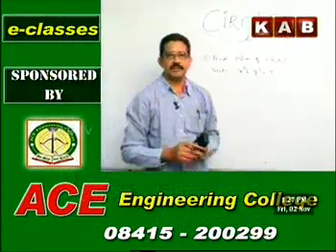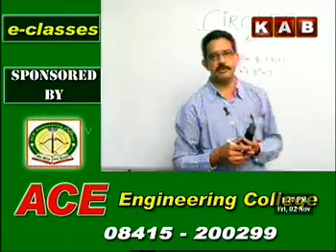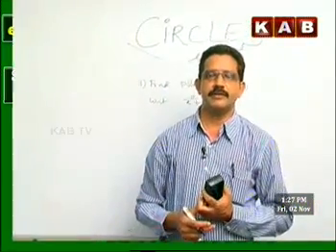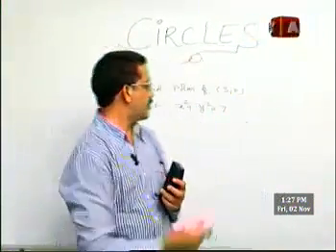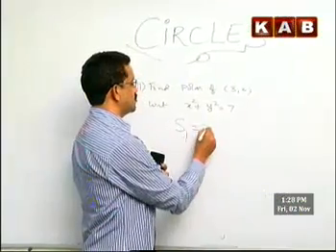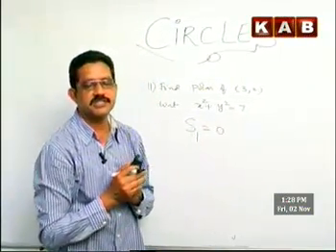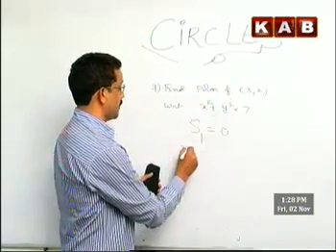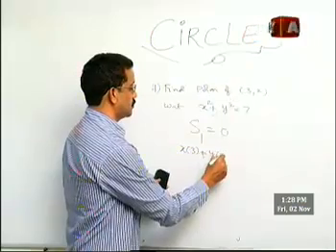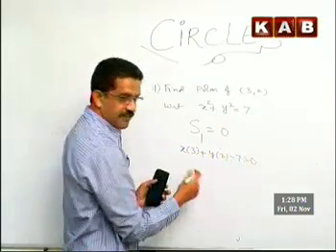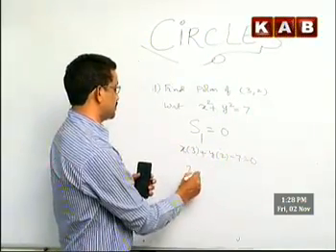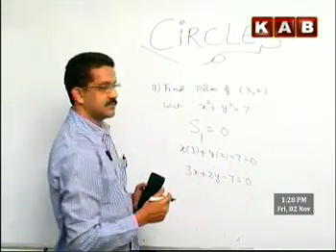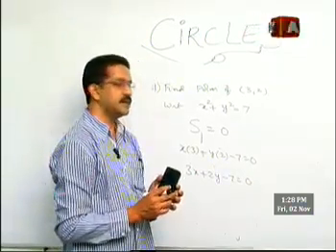Polar means polar equation. Polar is a straight line. So do you know how do we find polar? The polar equation is S1 is equal to 0. S1 is x into 3 plus y into 2 minus 7 is equal to 0. So my polar equation is 3x plus 2y minus 7 is equal to 0.